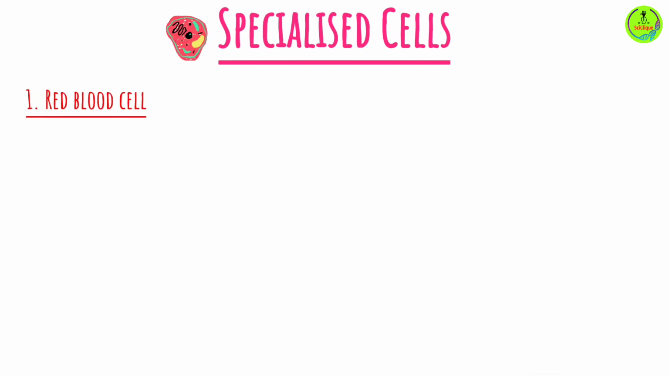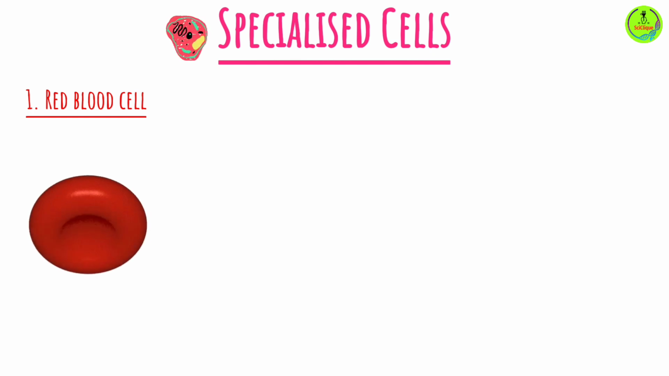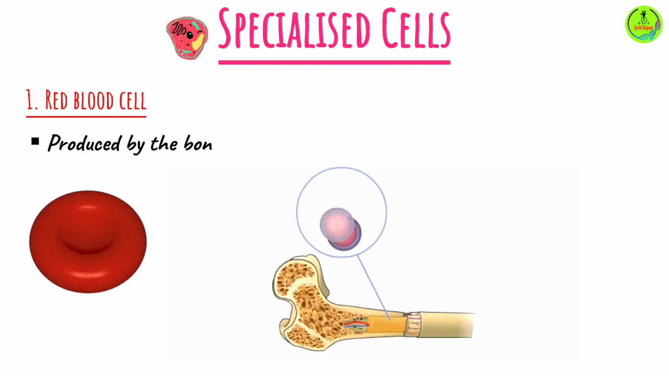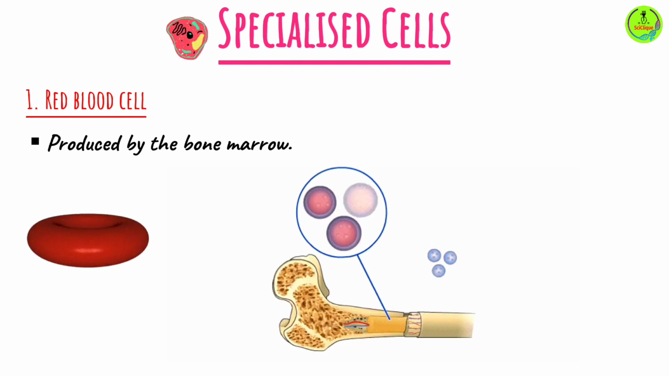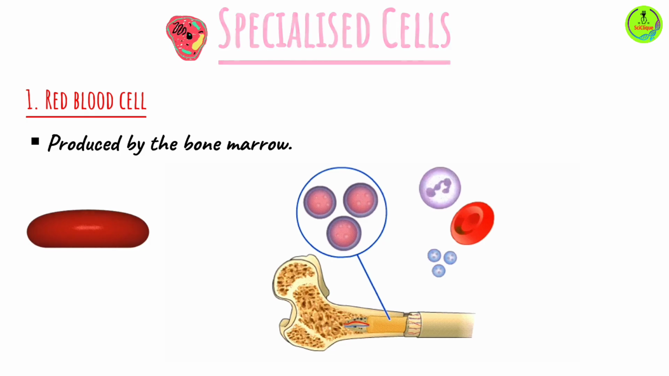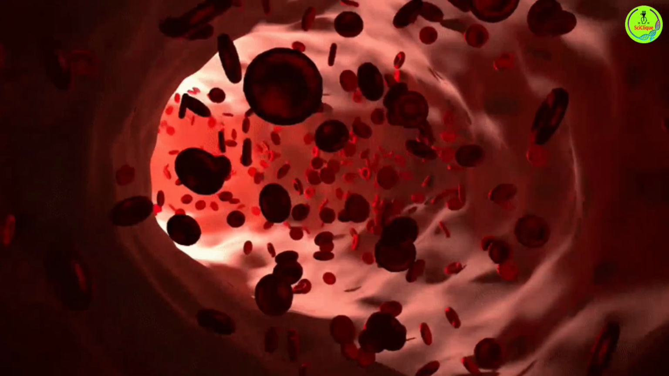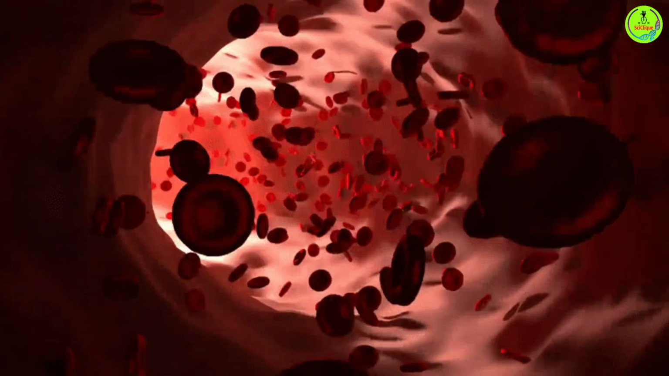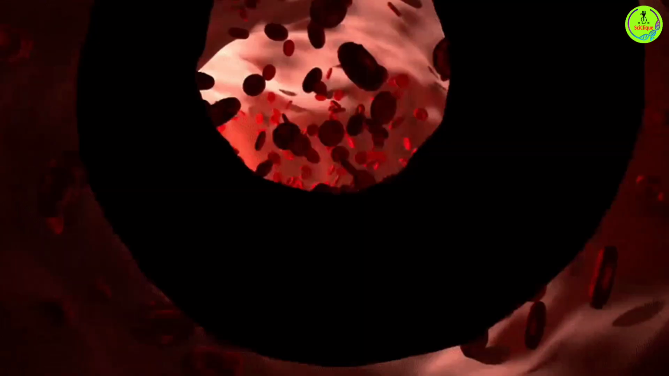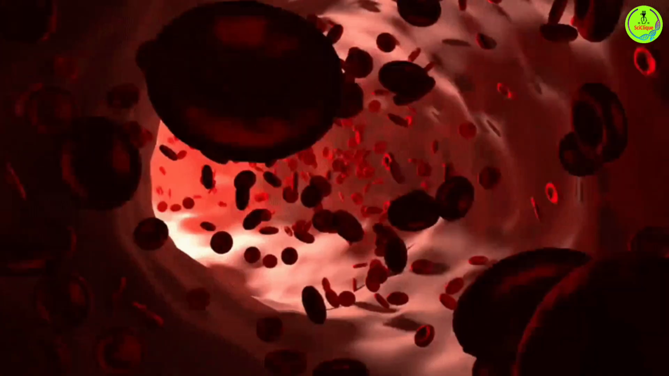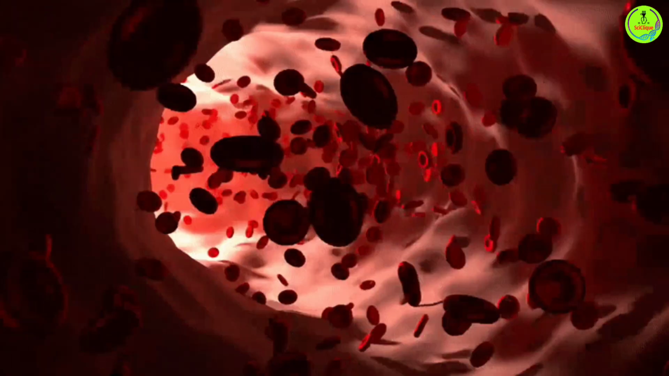Red blood cells. So red blood cells as well as white blood cells are specialized cells that are present in the blood tissue. These are produced continuously by the bone marrow. Now, when it comes to red blood cells, we have numerous red blood cells in our body. In fact, we have around 5 million red blood cells per cubic centimeter of blood.